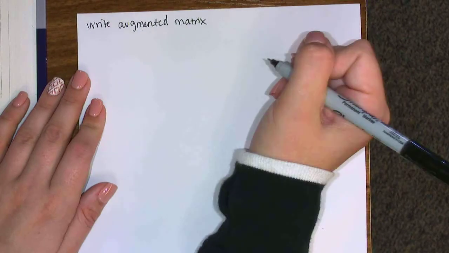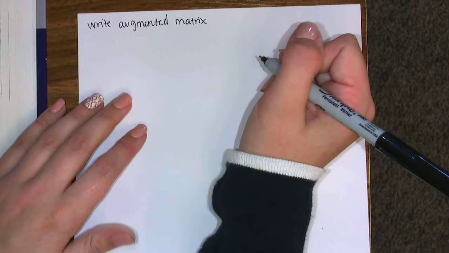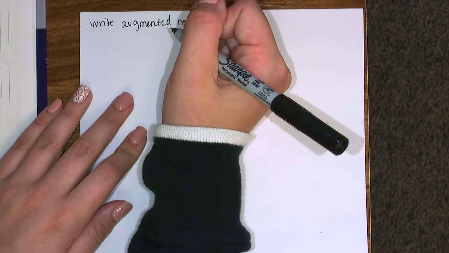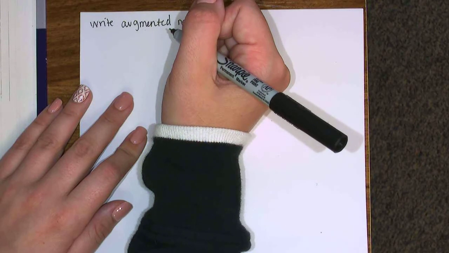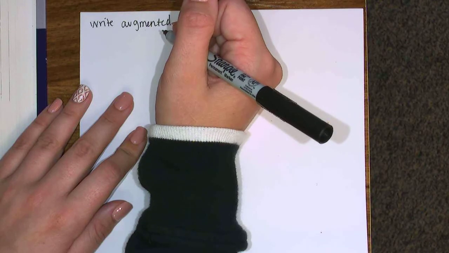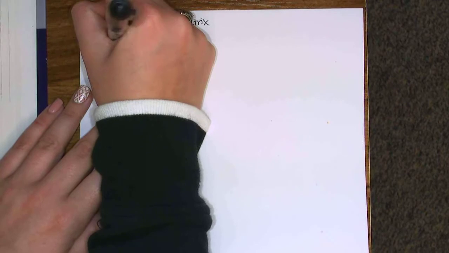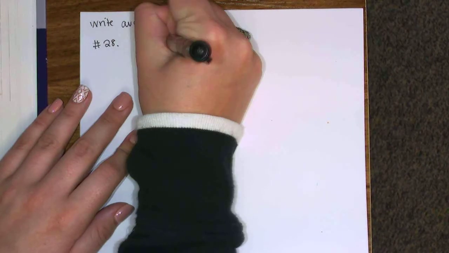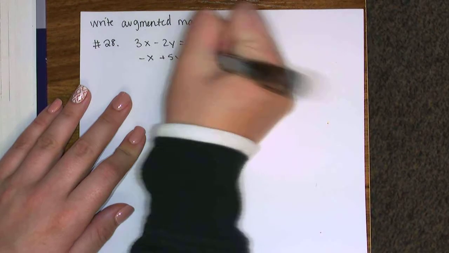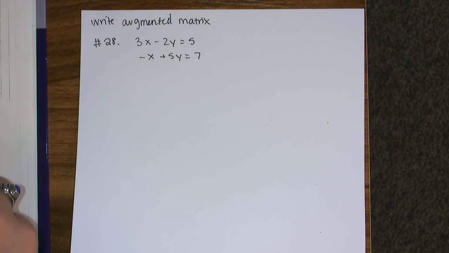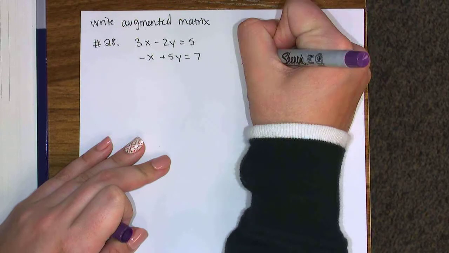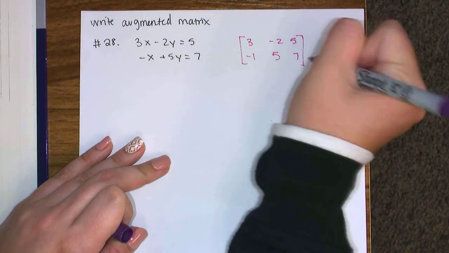So here, okay, something like 28: 3x minus 2y is equal to 5, negative x plus 5y is equal to 7. So all I would have to do is come over here and write this 3, -2, 5, -1, 5, 7, and that's all I'd have to do for that problem.